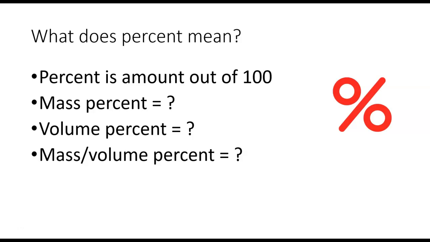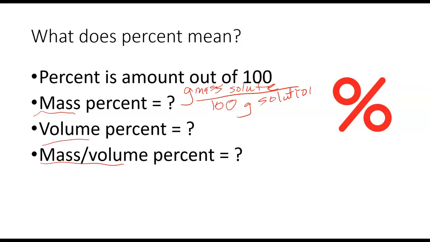Let's take a look at what percent means and how we use percents if we're given them in a problem for concentration. So percent is the amount out of 100. So we can look at mass percent, volume percent, or mass volume percent through this perspective. A mass percent is going to tell us the mass of our solute out of every 100, so this is in grams, over every 100 grams of our solution.